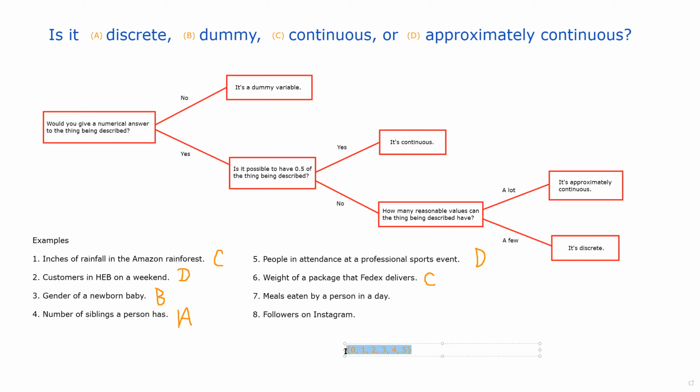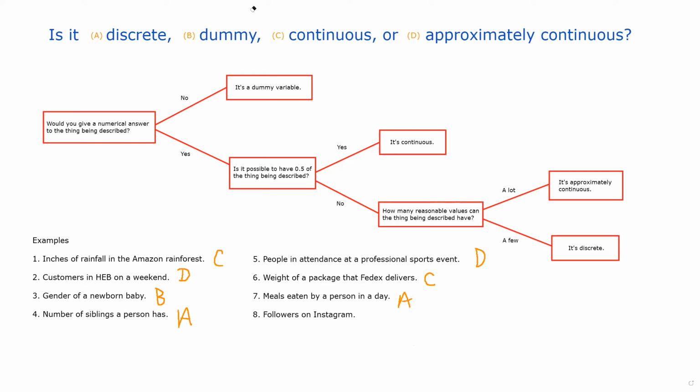So, there's probably only a small number of different values that the number of meals eaten by a person in a given day takes on, because you couldn't have tens of thousands of different values for this. There's probably just this list of 5 or 6 values. So for that reason, I would say there's only a few values, and so it's discrete. So it has the value A.